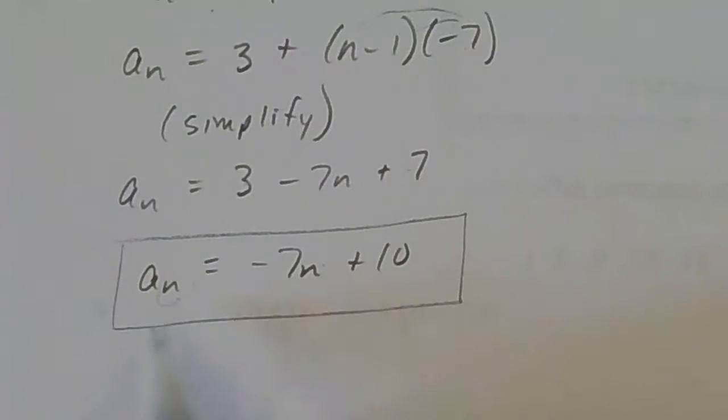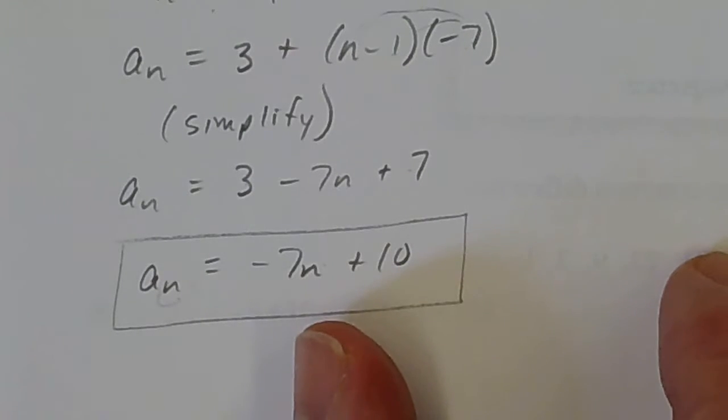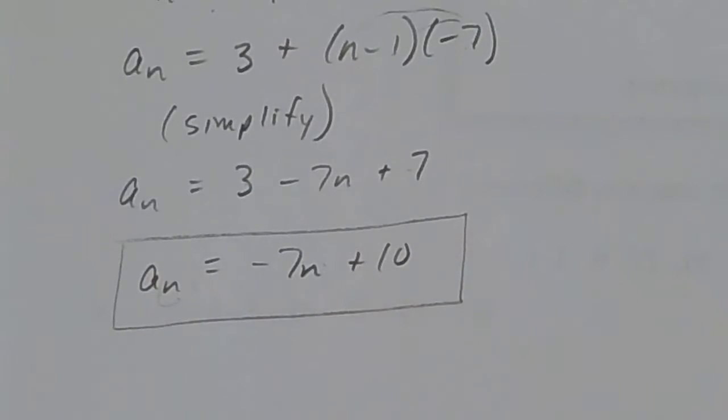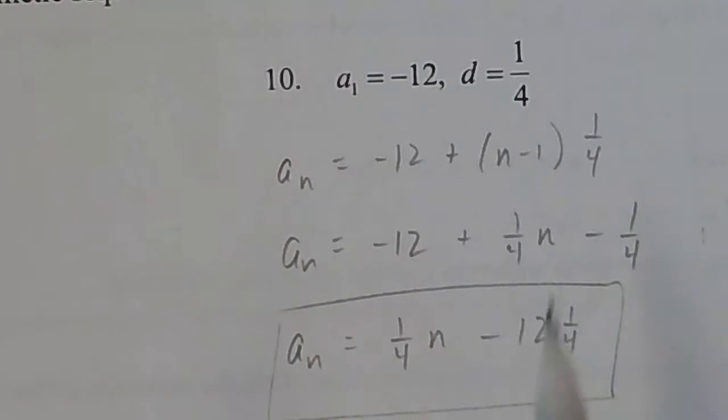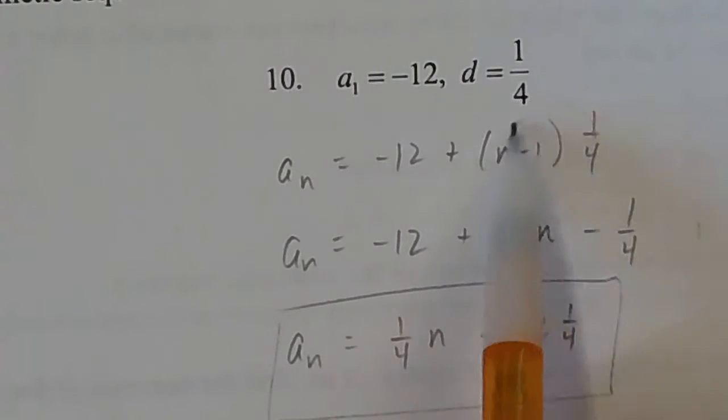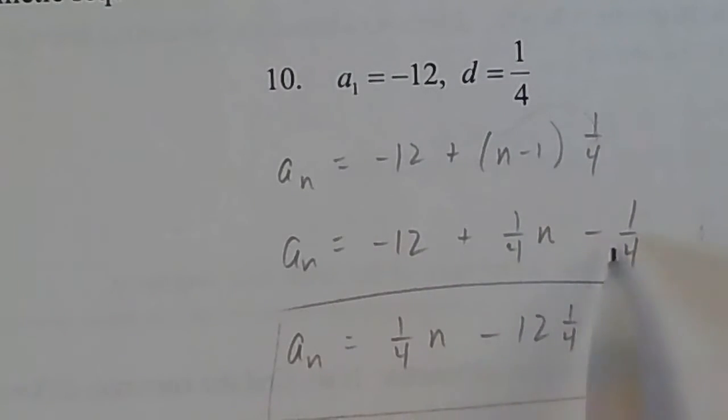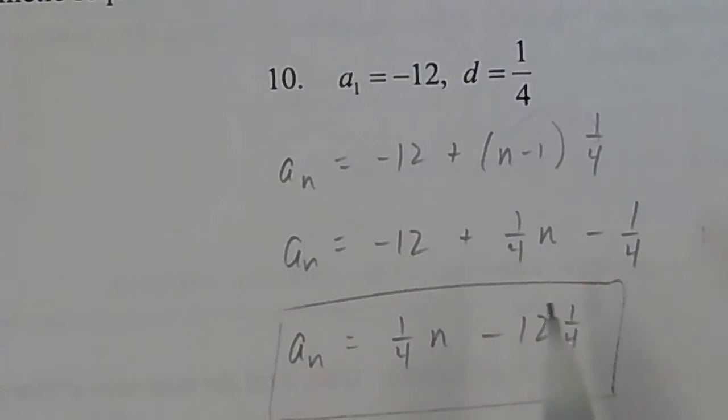Just like we did in section 9.1, right? A sub n formulas. Okay, you try it for 10. Pause and give it a shot. All right, here's your feedback on 10. Distribute the 1/4. We get this. And then negative 12 minus 1/4, just make it a mixed number is the easiest way to do it. Or negative 12 1/4, or 0.25.